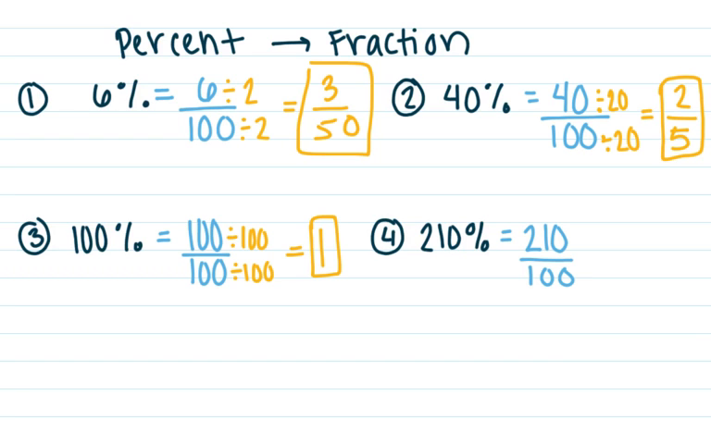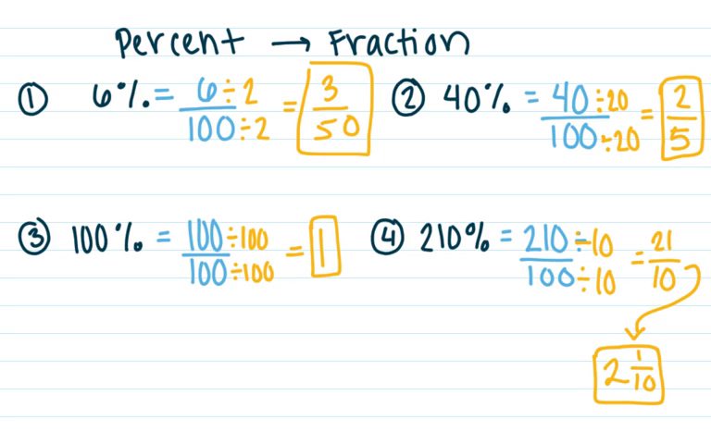Now, you're more than welcome to put it over 100 and then simplify it. I'm going to divide this guy by 10. And when I do that, I get 21 over 10. And then I have to convert that into a mixed number. Remember, the way that I do that is I ask myself, how many times does 10 fit into 21? Well, 2 times. And that's 20. And so I have 1 out of 10 left over. And so my final answer is 2 1/10.